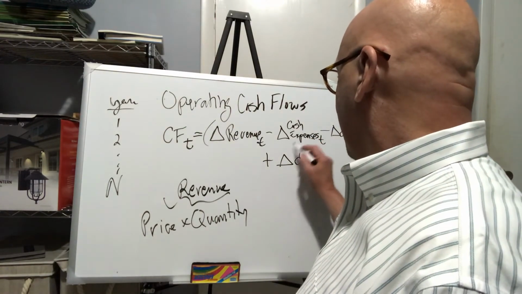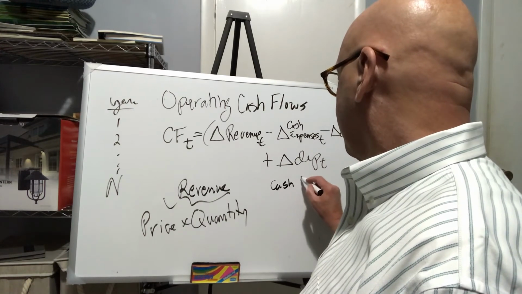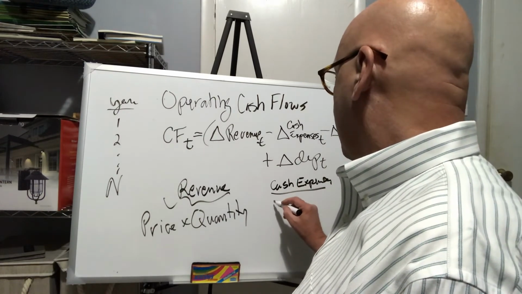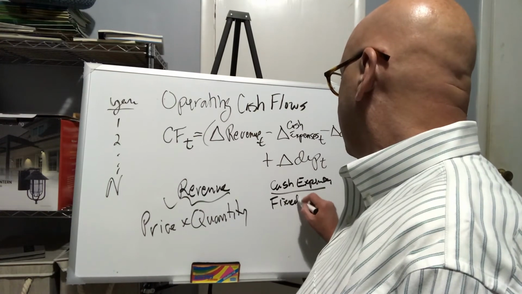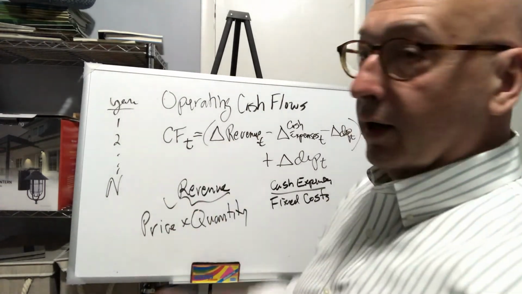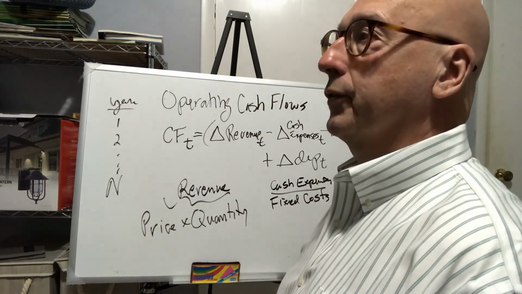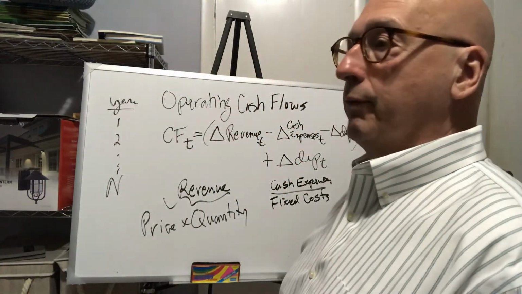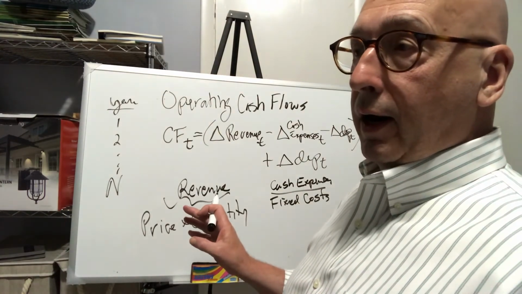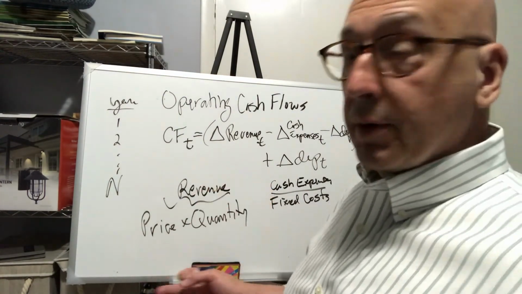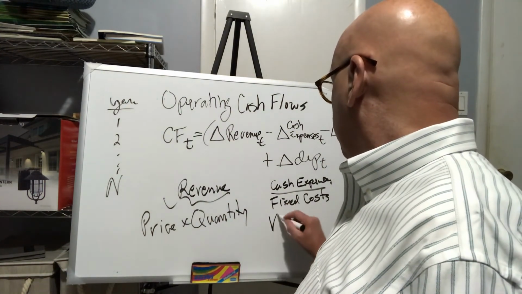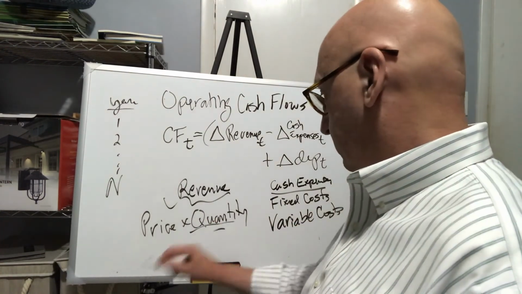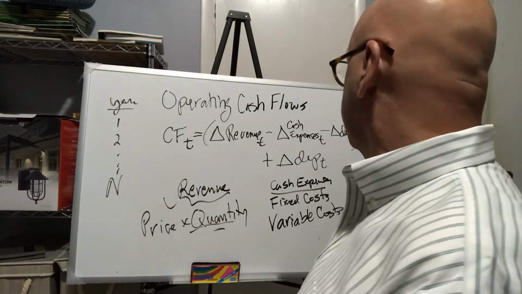For cash expenses, you'll have fixed cost, a certain amount of fixed cost every year. In other words, let's say the project has me leasing something. Well, that's a fixed cost I'm going to incur every year, and it won't change no matter how much I sell. But you'll also have variable cost, and of course, variable cost will depend upon how much I'm producing and selling.